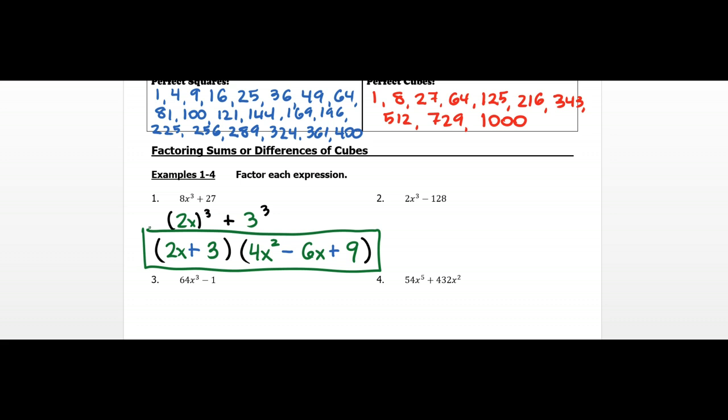The nice thing about a sum or a difference of cubes is this trinomial here will never factor further. So you don't have to check for slide and divide or anything like that. It is just a fact. It will never ever factor further than that. Okay, let's look at number 2.